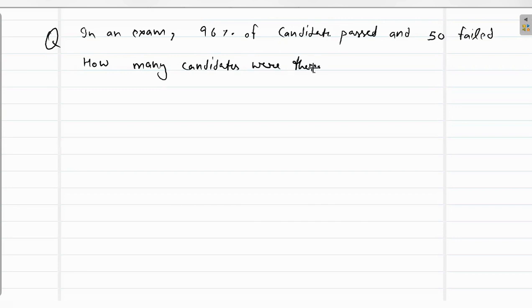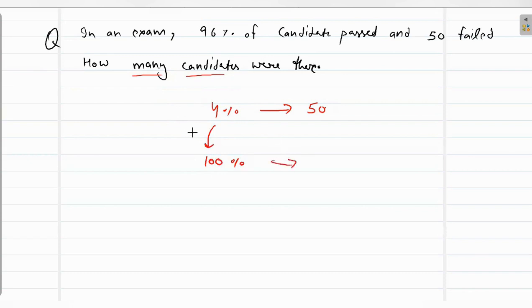What you will say? How to find it out? So 4% is 50. So they have given us 4% value as 50. Yes or no? Yes. Then what's the total candidates going to be in percentage? 100. So we want to make it 100%.